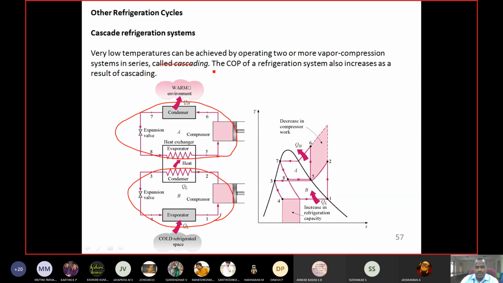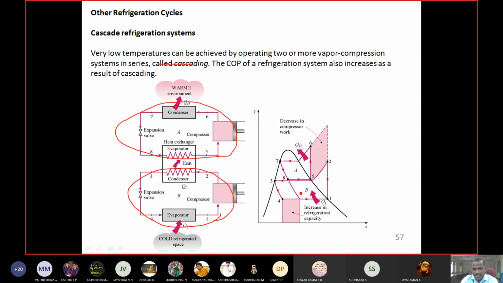So to get the improved COP, this cascade is used. The COP of the refrigeration system also increases as a result of cascading. So if any two refrigerators are connected in series, we can get the increased COP. That is also possible, and it is called a cascade refrigeration system.